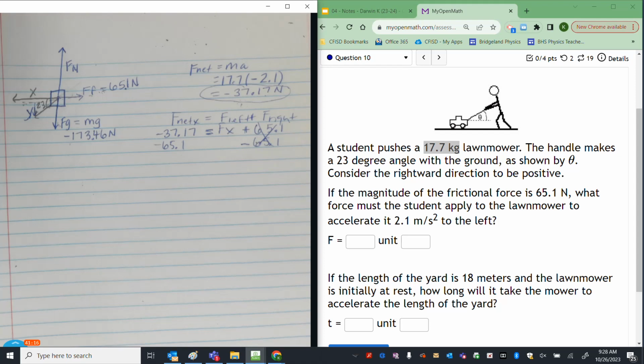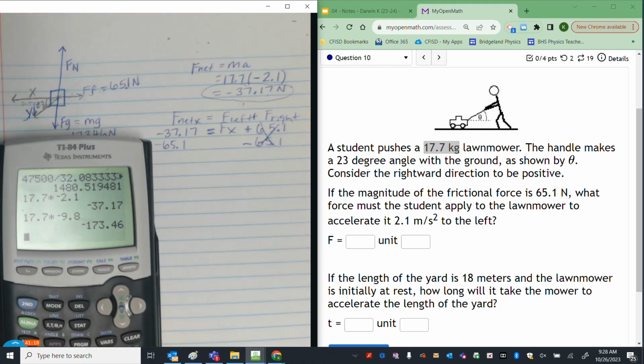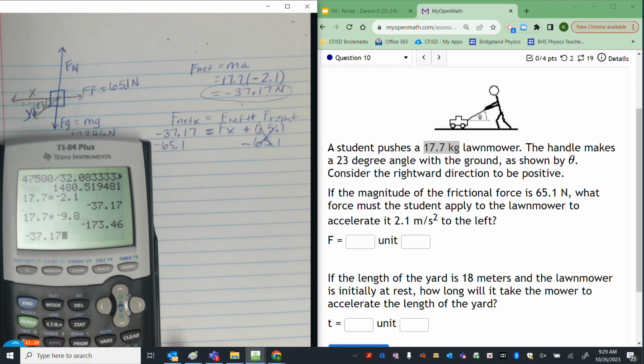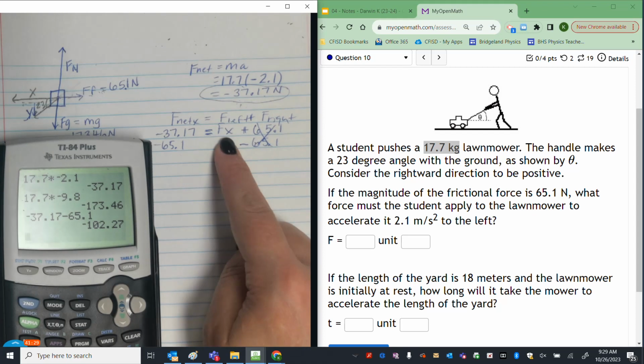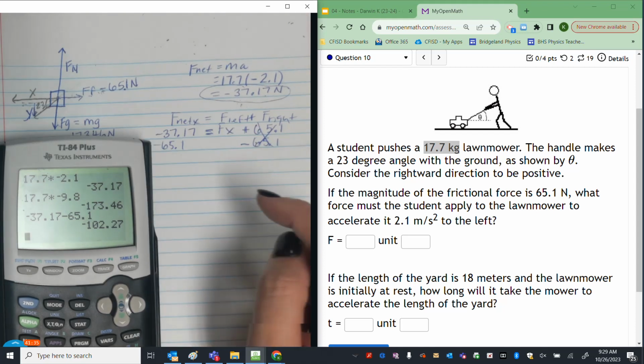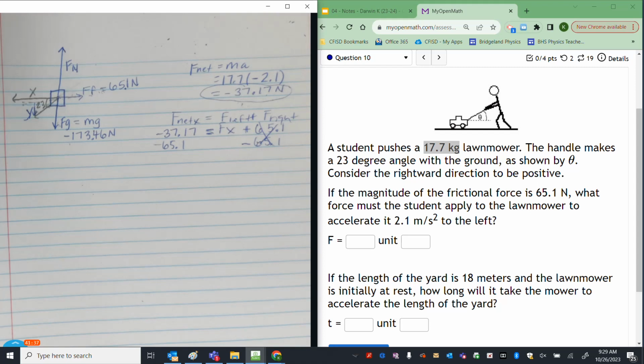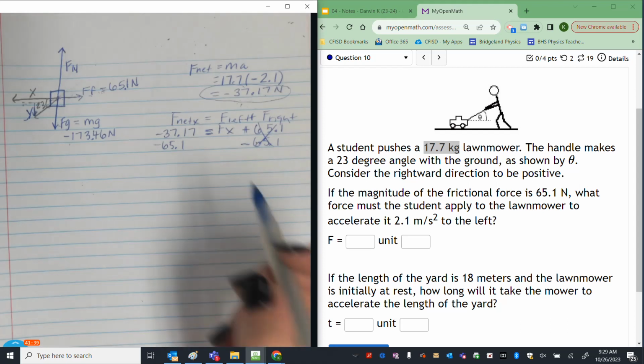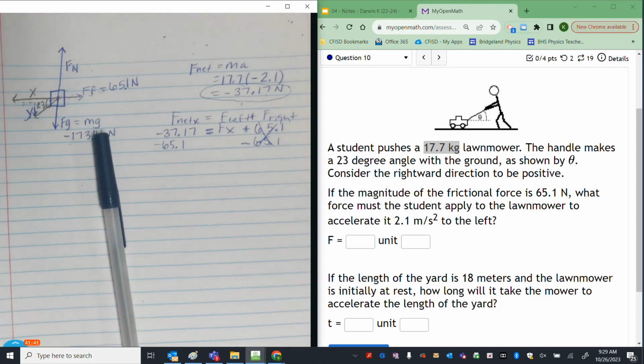So negative 37.17 minus 65.1 is equal to negative 102.27. That means the force in the x direction is negative, which it should be, since the net force is negative 37.17 newtons. So my x component is going to be negative 102.27.